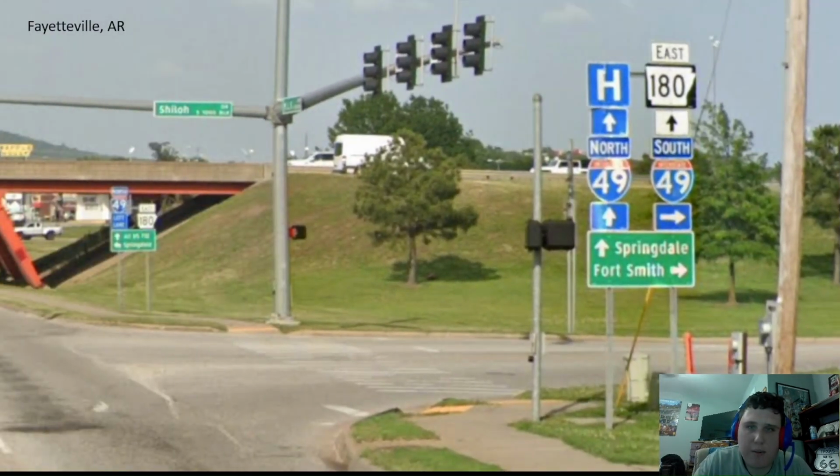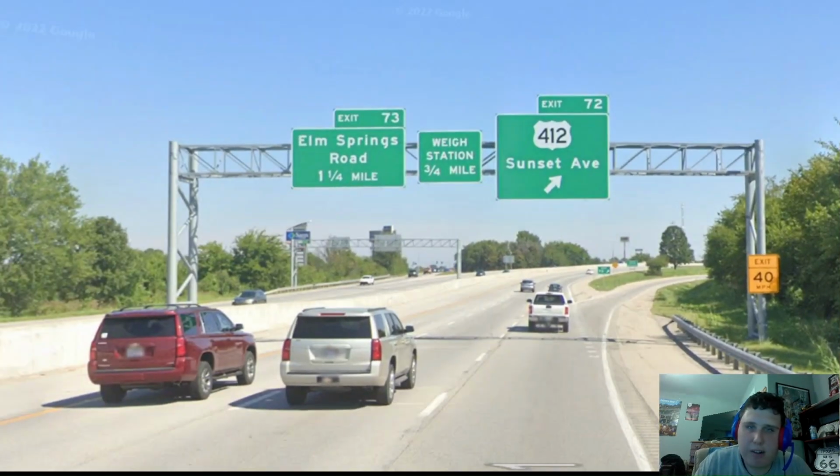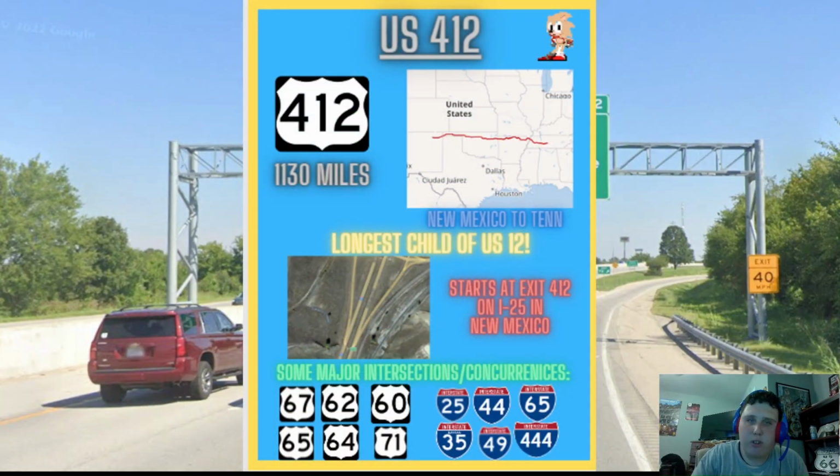Here we are meeting Interstate 49, and 49 and 62 are going to be concurrent with each other for a brief while. Here we are meeting US Highway 412, and guess what US 412 is? Hey, I know this highway. US 412 is 1,130 miles long. It is the longest child of US Highway 12.